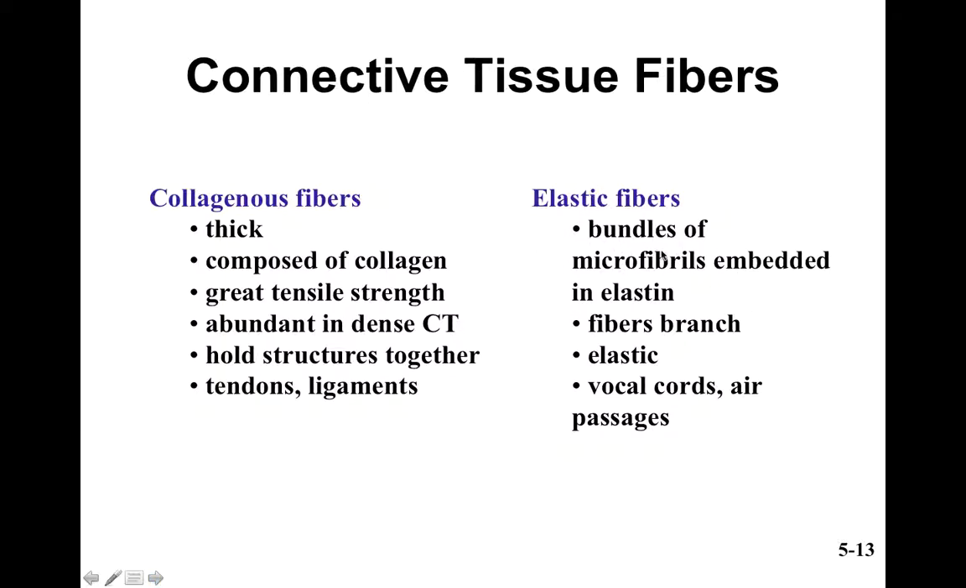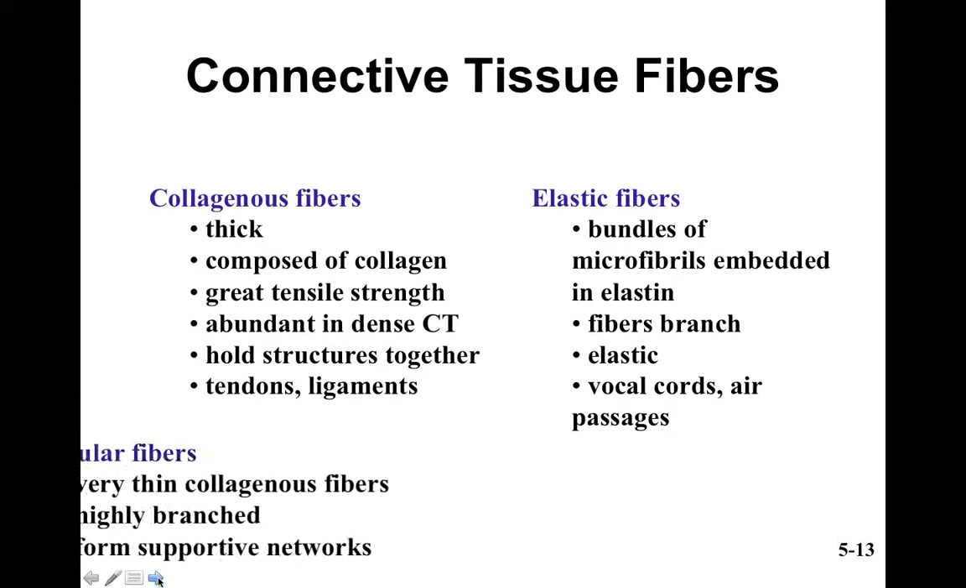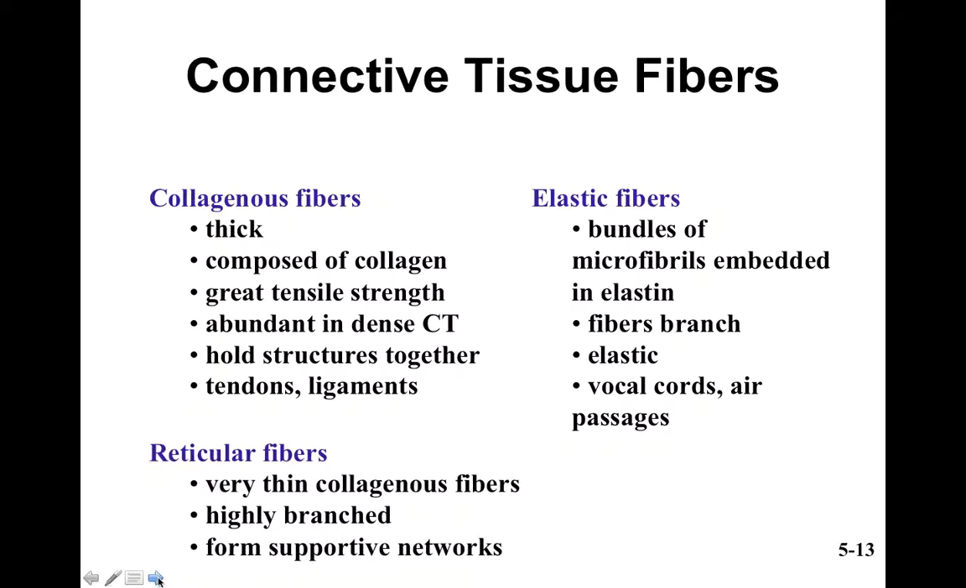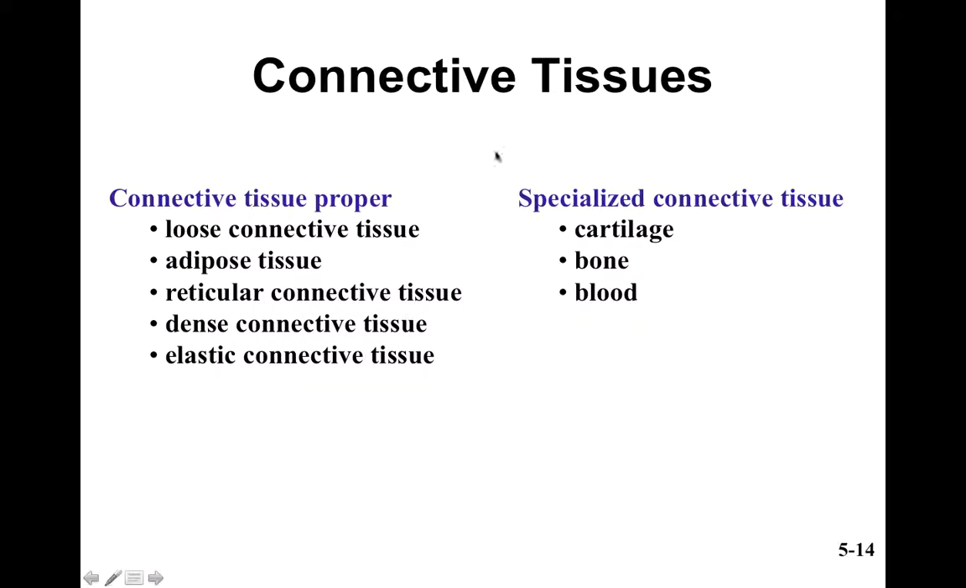Elastic fibers aren't quite as thick, but they have a lot of a protein called elastin. They're highly branched, and they're found where we need a little more flexibility, like vocal cords and air passages, where we need to allow them to stretch. Reticular fibers are like collagen, but they are very thin and highly branched, and they help to support some of our organs and divide up some of our organs.